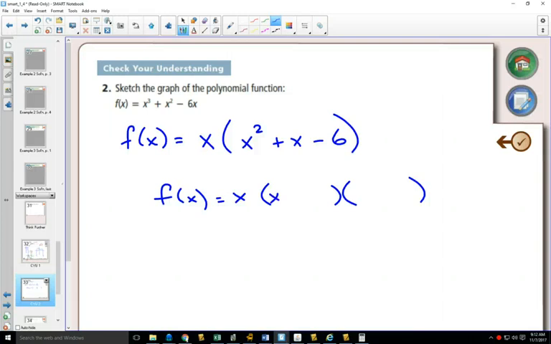So now I still have that x out in front, but this I can factor further. It's going to be x and x. To get 6, 3, and 2, I need a plus 1, so I'll make a plus 3 and a minus 2. And it's factored completely. Now, factoring it completely helps us find our x-intercepts.